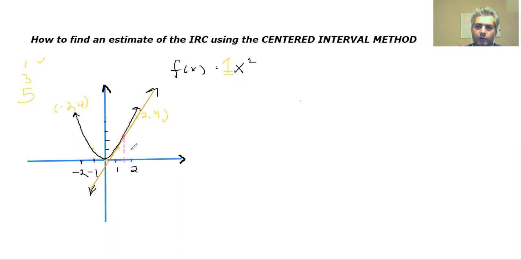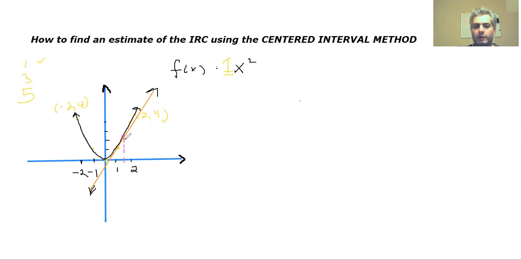Now, with the centered interval method, what we're going to be doing is finding 2 points, because we know that we can't find the slope of a line that passes through one point using a mathematical approach, because you only have 1 point on the function, right? We only have 1 point on the graph.